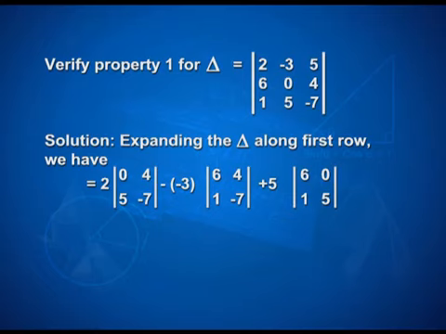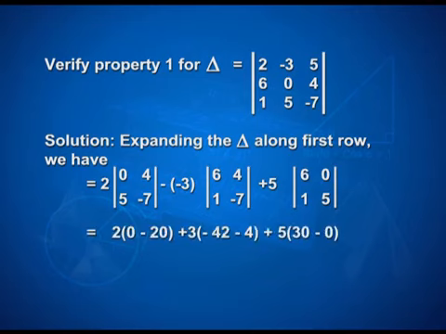6, 0, 1, 5. On solving, we have 2 into 0 minus 20 plus 3 into minus 42 minus 4 plus 5 into 30 minus 0. This gives minus 40 minus 138 plus 150. This on simplification gives minus 28.